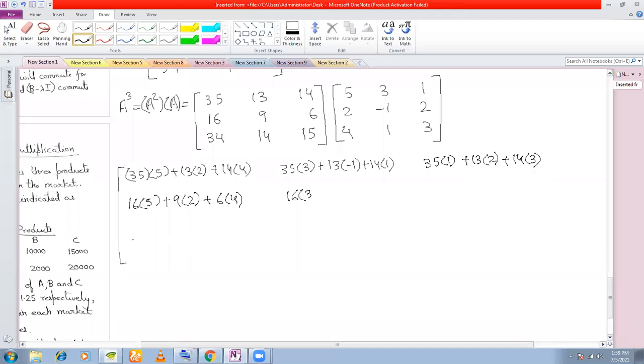Third row, first column, 34 into 5 plus 14 into 2 plus 15 into 4. Next, 34 into 3. This is the third row with the second column, plus 14 into -1 plus 15 into 1. And finally, third row with the third column, 34 into 1 plus 14 into 2 plus 15 into 3. This is the resulting product matrix that you are getting.